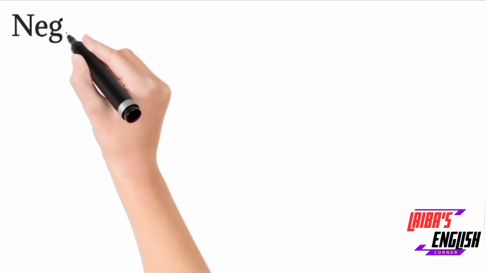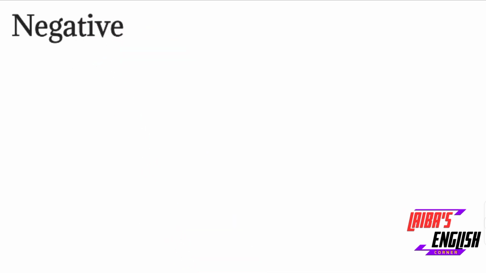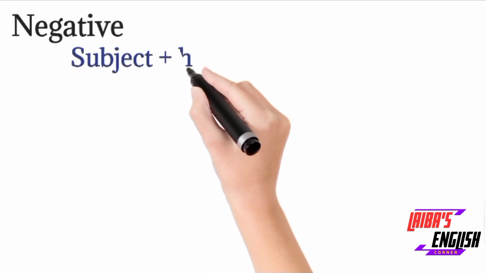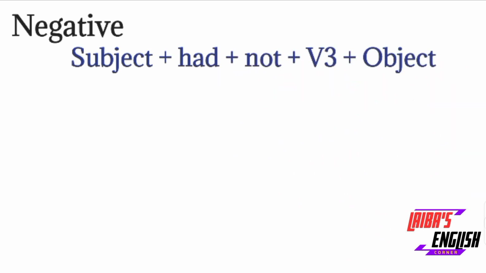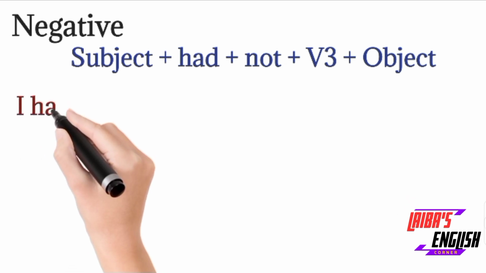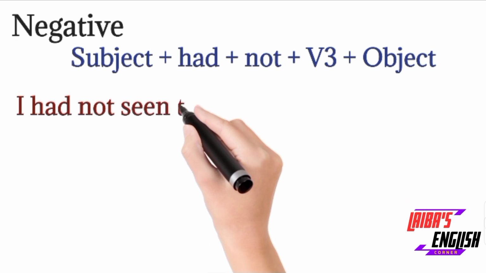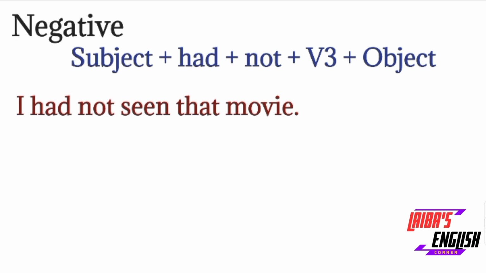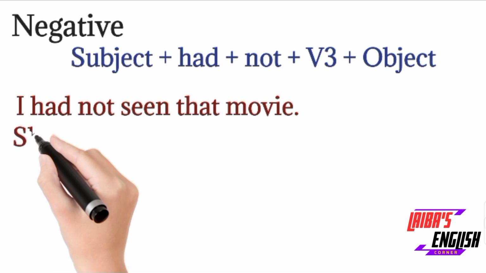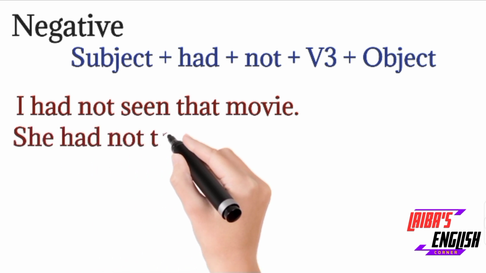So now we have to make negative of this past tense. Here the helping verb is available, so we have to put not after had. So subject plus had plus not plus verb third form plus an object. We will have a look at some examples to make our concept even more clear, how we have to put not in this structure. Example is I had not seen that movie. In this sentence, not is used after the helping verb. So I is a subject, had helping verb, not, see third form seen, and movie is an object.